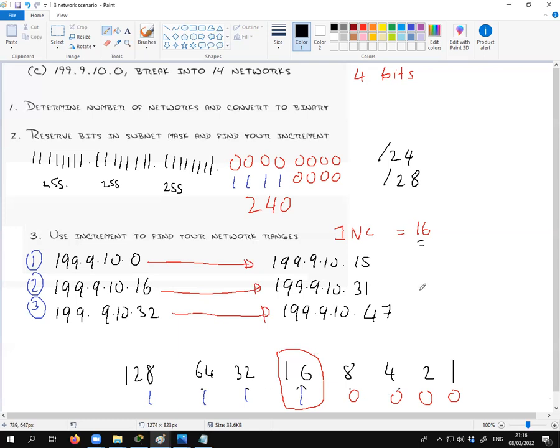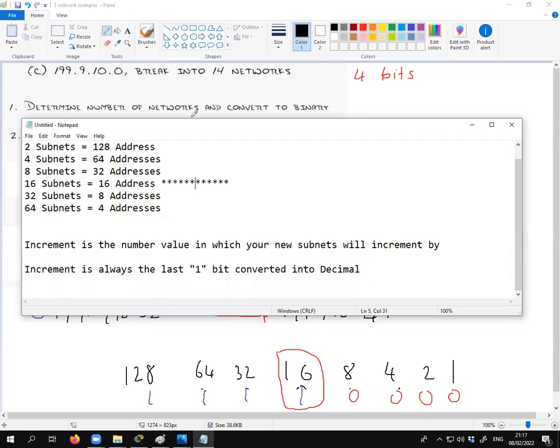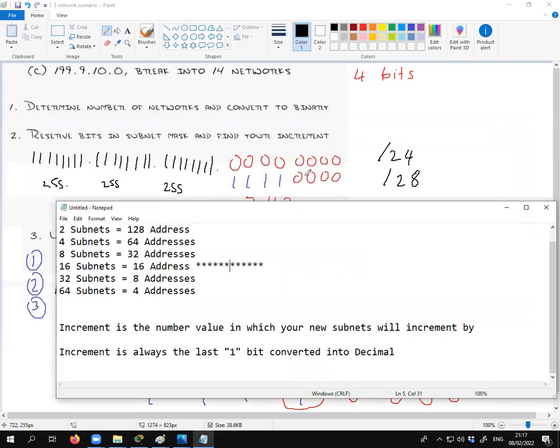How many subnets would we end up with? 16. How many addresses? 16 subnets. 2 to the power of 4, because we've got 4 blue bits, is 16. But we also got 4 host bits, which is 16. 16 subnets, 16 addresses.